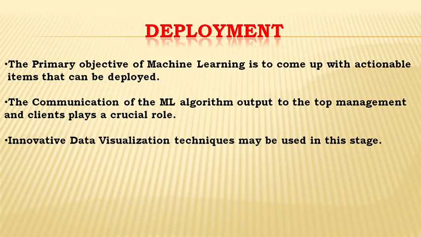After model building, we go for deployment. Deployment is nothing but putting it into production. Whatever we have developed will be in deployment mode, and the end user can access it. The primary objective of machine learning is to come up with actionable items that can be deployed.